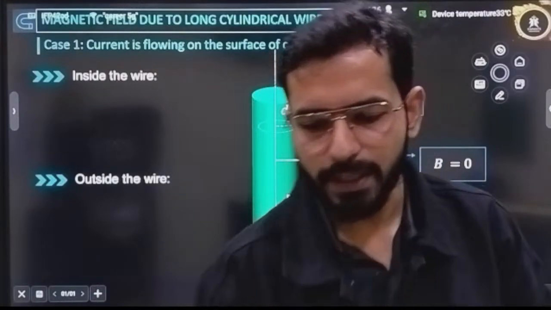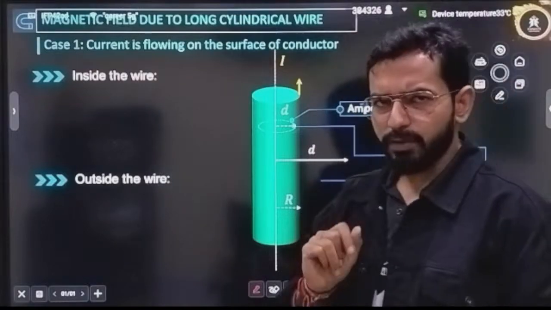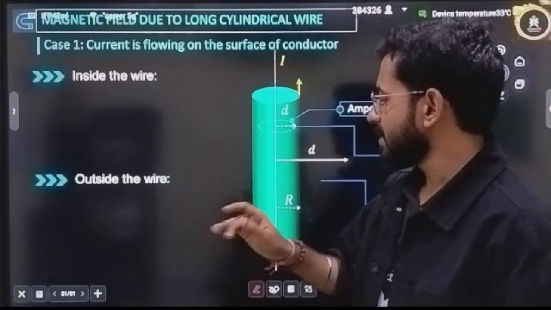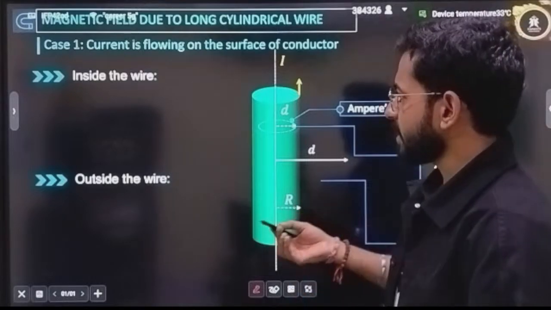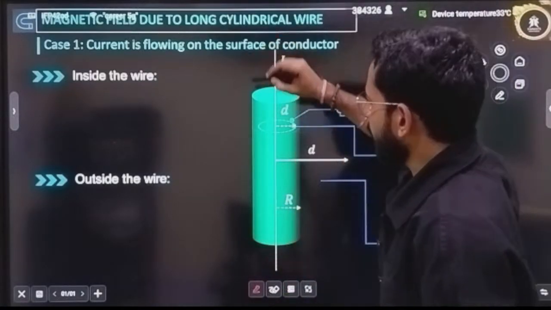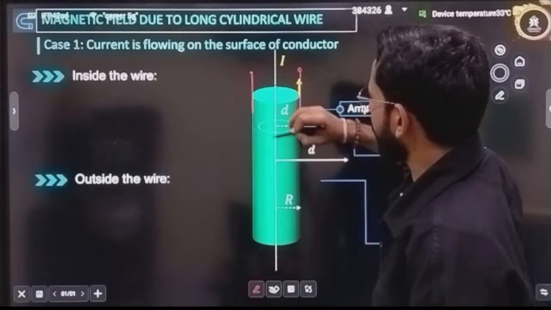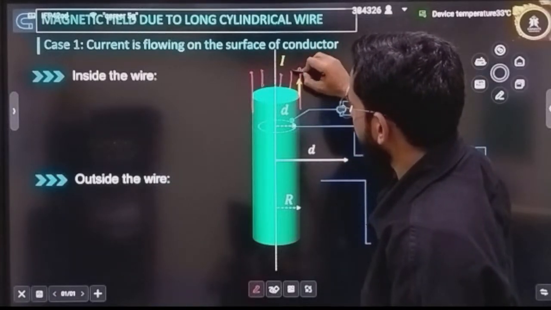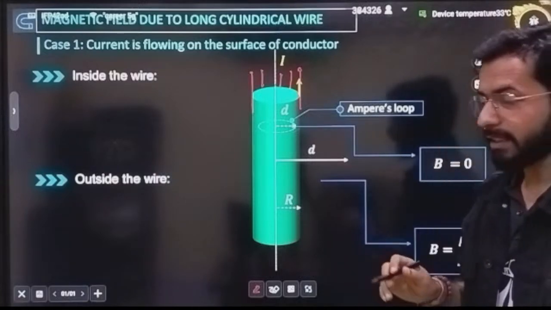Okay, this is the condition given, and now you have to calculate the magnetic field at two kinds of points: one for the inside portion and the second for the outside portion. Let's see one by one. Let's firstly calculate for the inside portion. Current is passing through these edges. Because this is a 2D diagram, it looks like current is passing only through the edges.